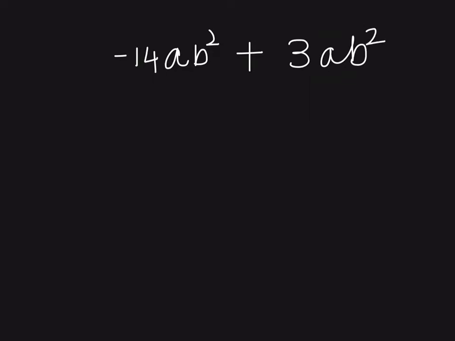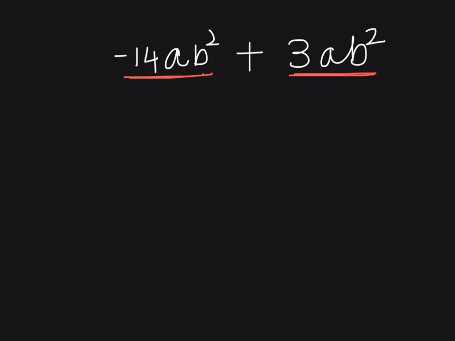Algebraic additions. The first problem is minus 14ab square plus 3ab square. See out here there are two terms. One is minus 14ab square, another is plus 3ab square.